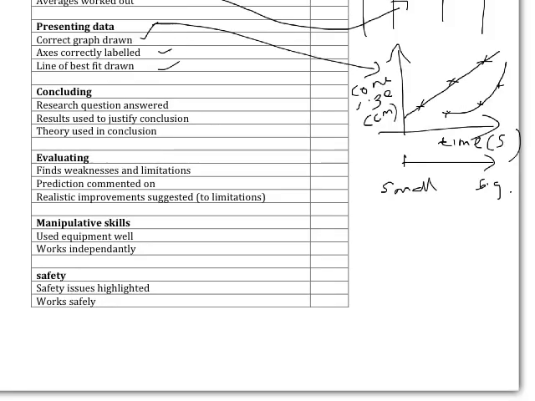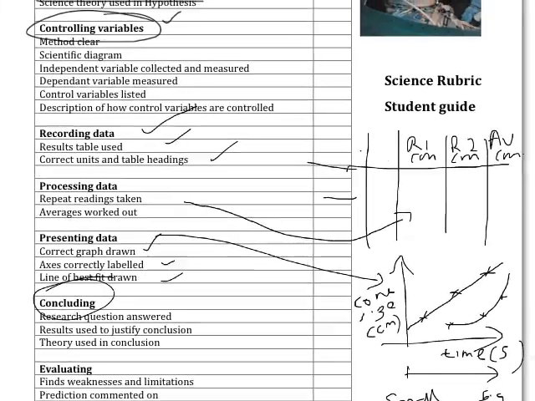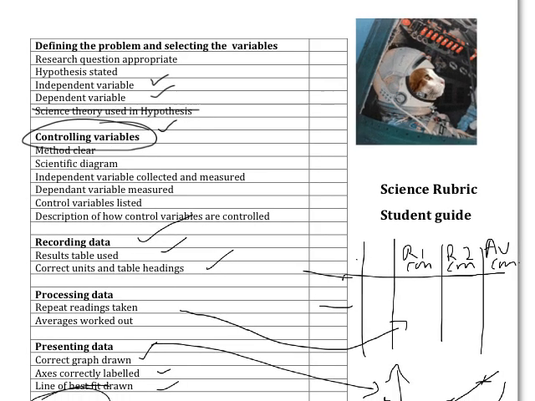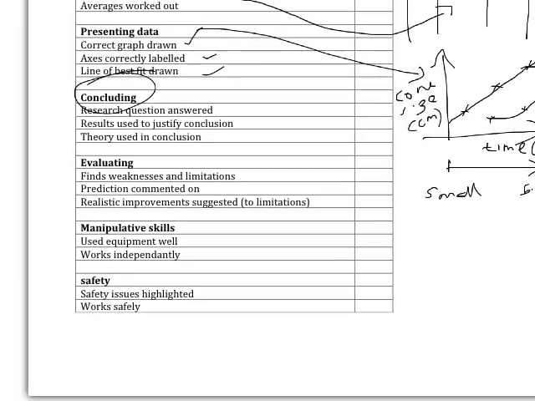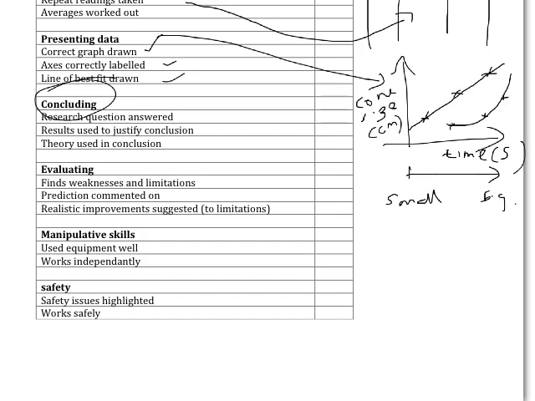Now concluding, this is where it starts to get a bit challenging. The first thing that you must do is to go back to your research question, all the way over here, so it was ages ago, and you make sure that you've answered it, okay? So regardless of what it was, you make a statement answering that research question.